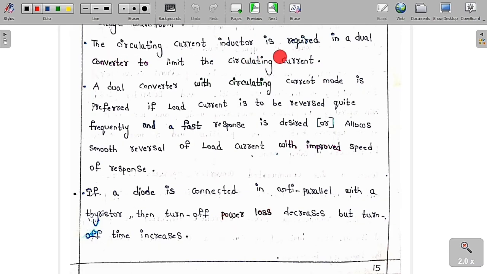A circulating current inductor is required in a dual converter to limit the circulating current.